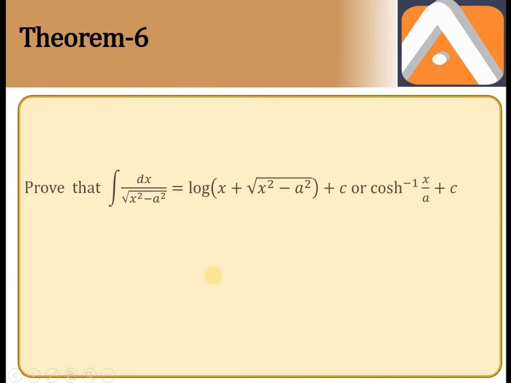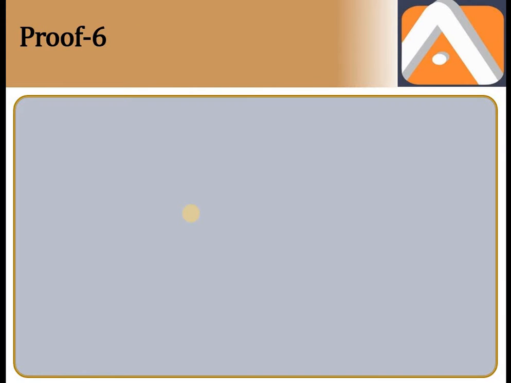Now third question, another formula: 1 upon under root of x square minus a square. Previously we have studied x square plus a square. Now we are going to study x square minus a square. Same substitution here also, actually cos h inverse x by a. This formula is not included in the syllabus previously, but it was in the syllabus. Anyway, now let us see the derivation of this.